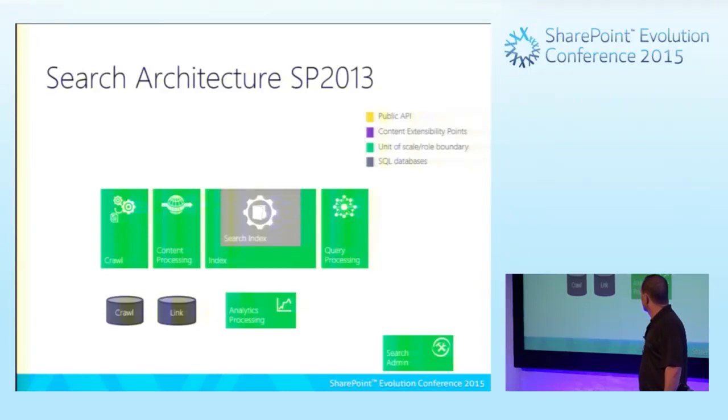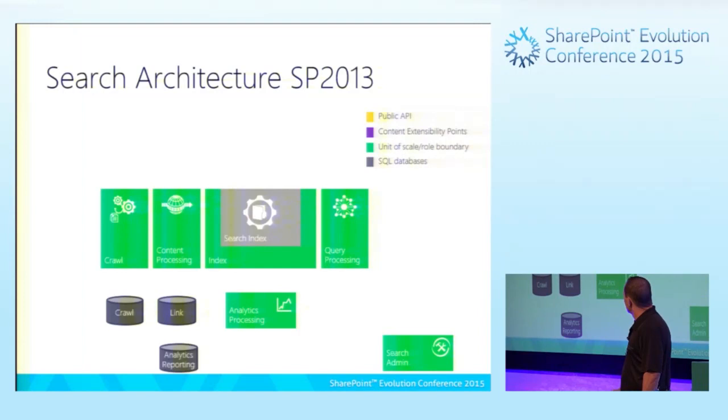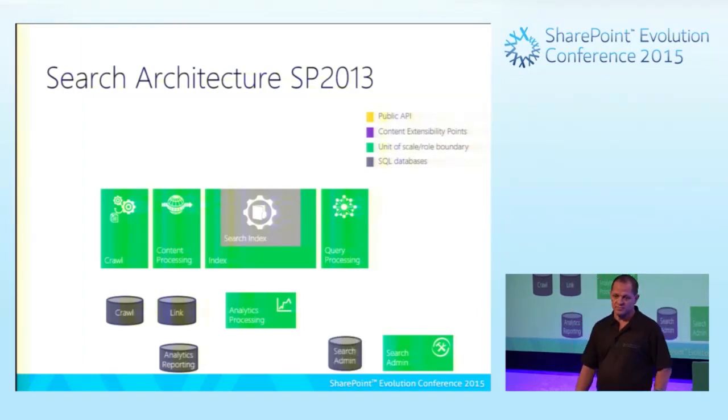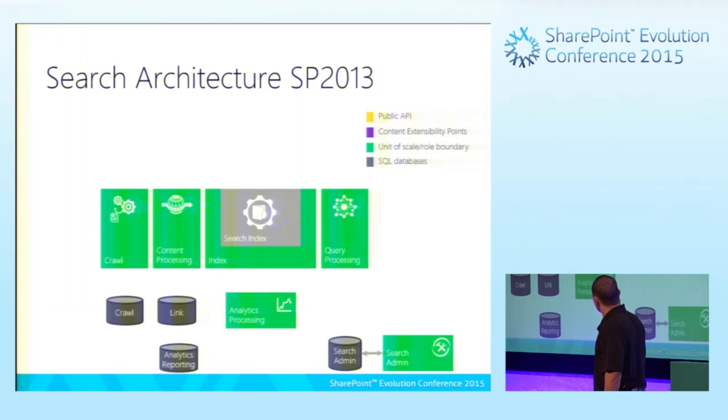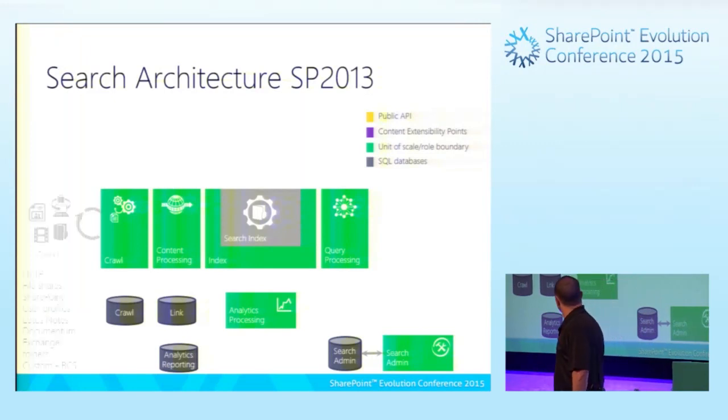Next up is the link database. That's for the content processing. Then we have analytics reporting and the search admin database. We will go into this in a little bit more detail, so don't worry about it. From here, we can obviously see the search admin writes to the search admin database.